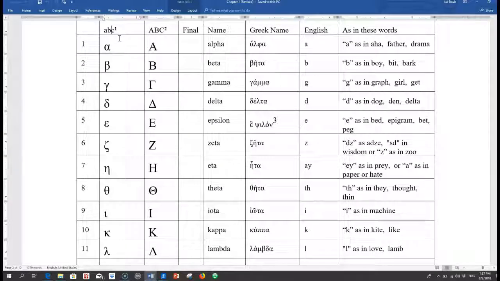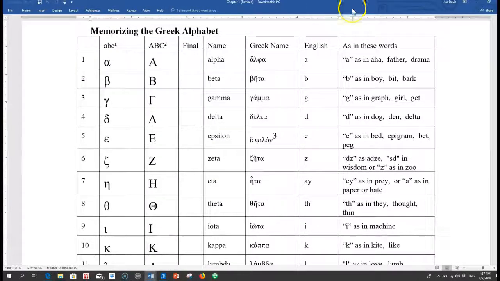And so just to go over the pronunciation again, the name will tell you how it's said. So alpha, beta, gamma, delta, epsilon, as in peg.